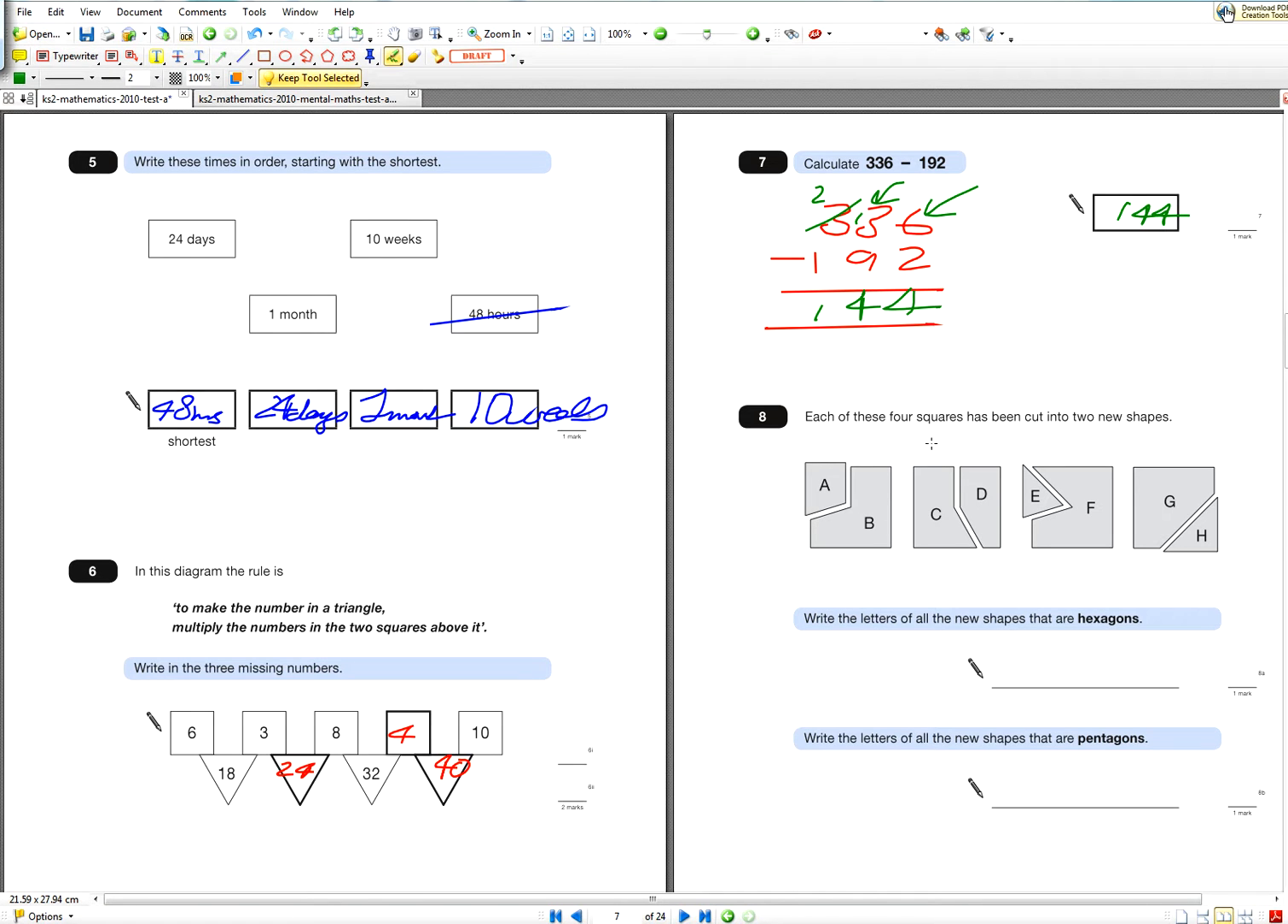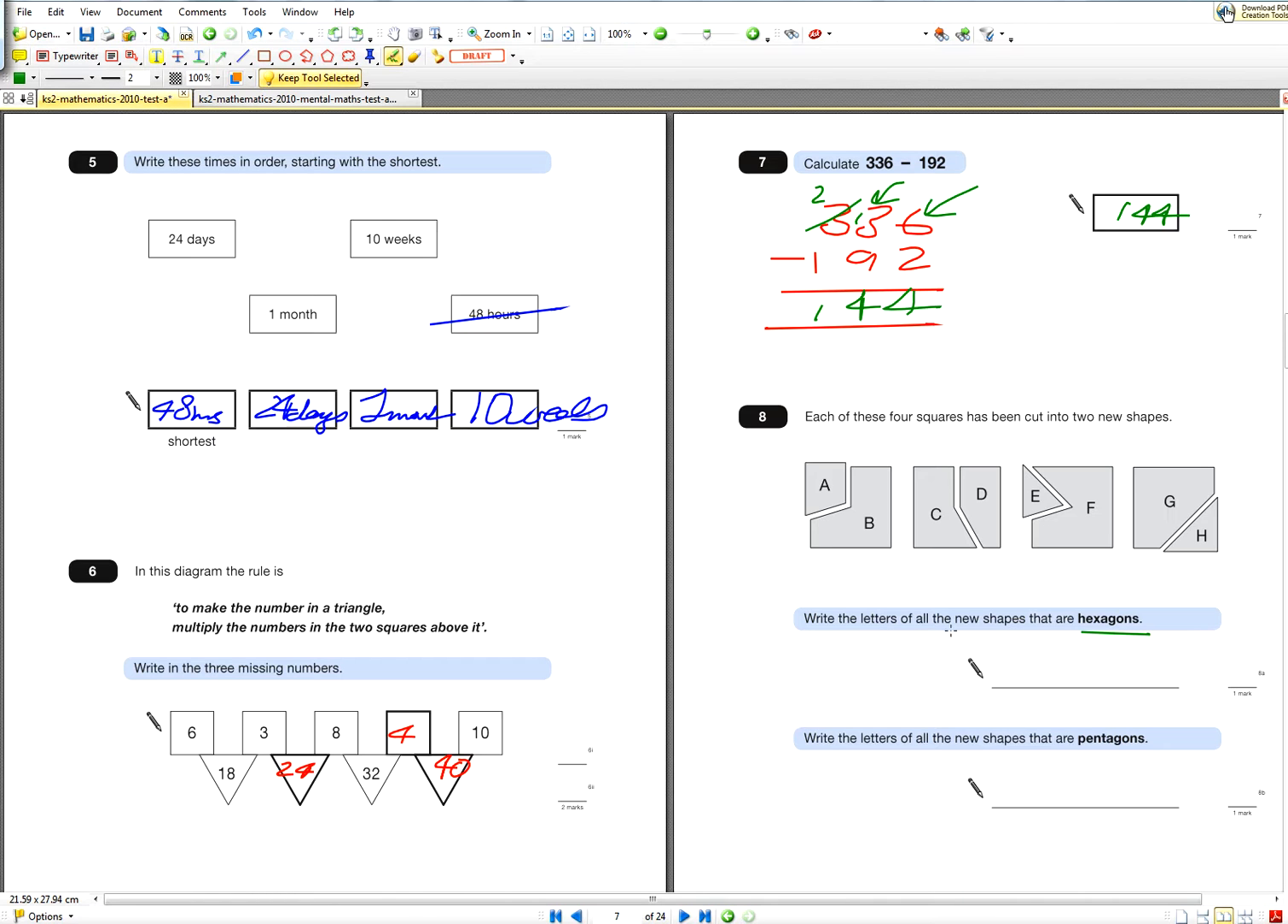Question number 8. Each of these 4 squares has been cut into 2 new shapes. Write the letters of all the new shapes that are hexagons. First of all, let's have Nayab. Can you define for us what a hexagon is? They've mentioned the word hexagon. How many sides does it have? 6 sides. Now, does it have to be all the same length or can it be any length?